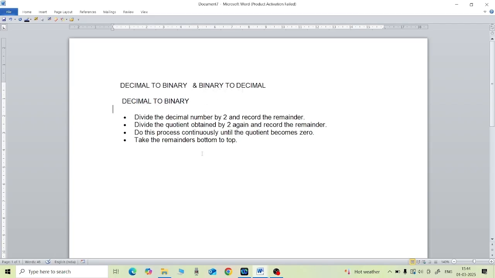The procedure here is to divide the decimal number by 2 and record the remainder. Divide the quotient obtained by 2 again and record the remainder. Do this process continuously until the quotient becomes 0. Take the remainders bottom to top. We will see an example.